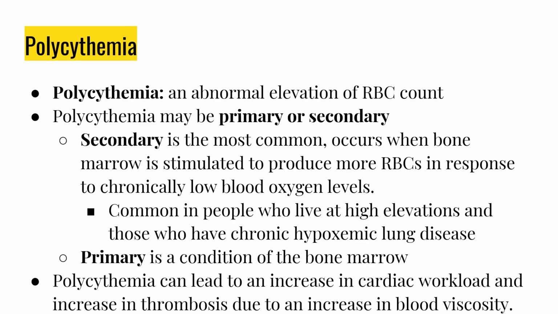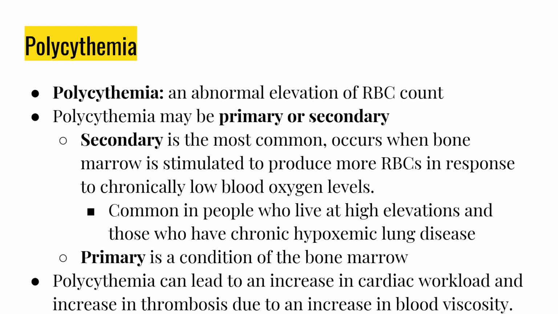Okay, so polycythemia, that was another question that was on there. It's basically an abnormal elevation of red blood cells. But why do we have an elevation of red blood cells? The primary condition, which is generally not as common, is basically a condition of the bone marrow. Something's going on with the bone marrow where it just feels like it should produce more red blood cells, more of a disease process.